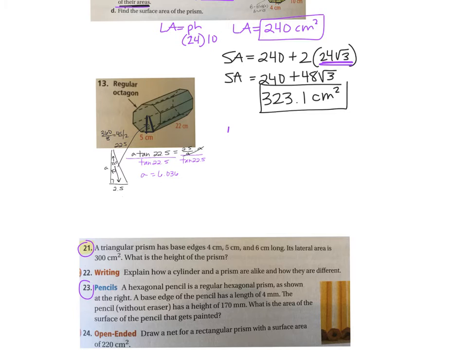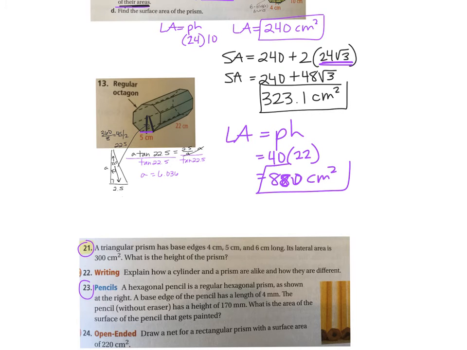So lateral area, let's just walk through real quick. Perimeter of the base times the height. So 5 times 8 would be 40 for the perimeter of your base. The height is 22, so 40 times 22 is 880. Oh, that's messy. So 880 square centimeters.